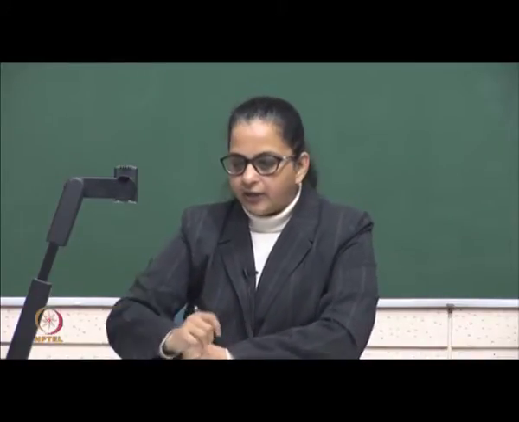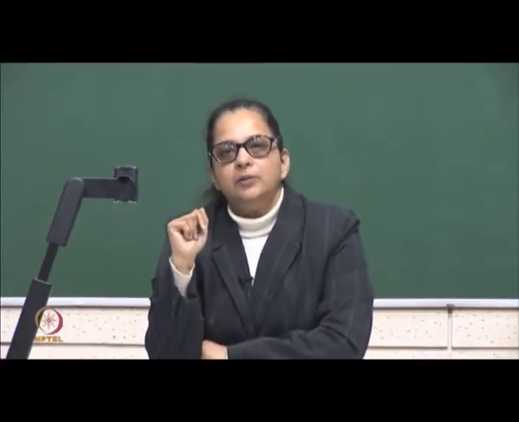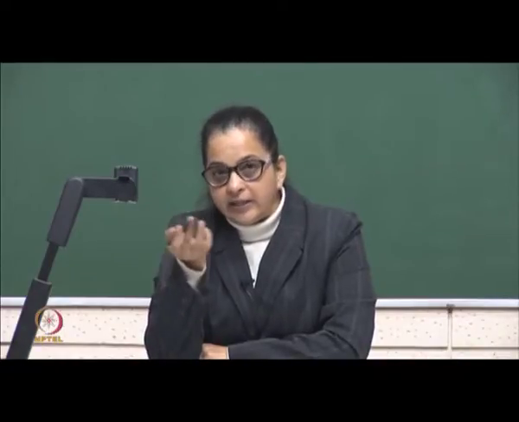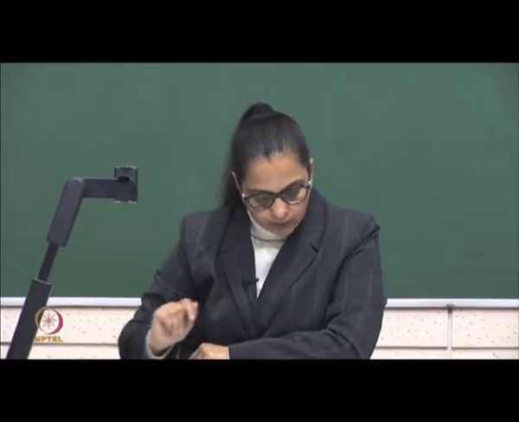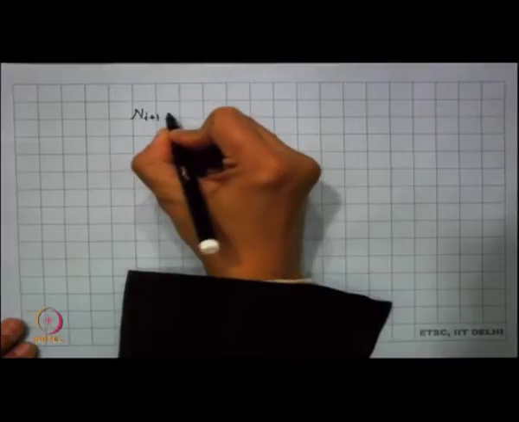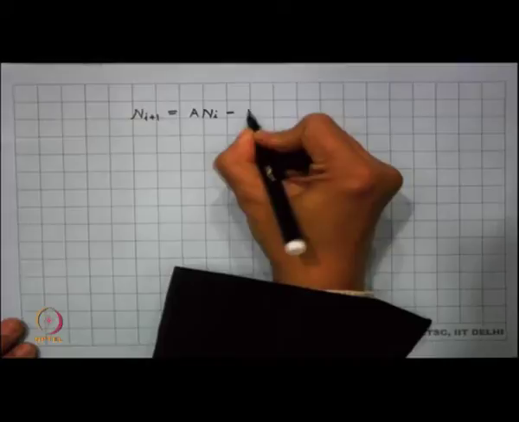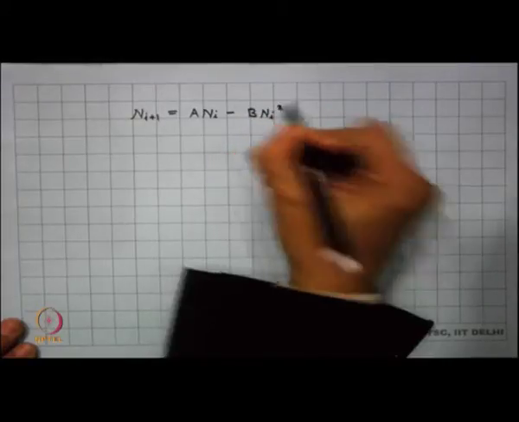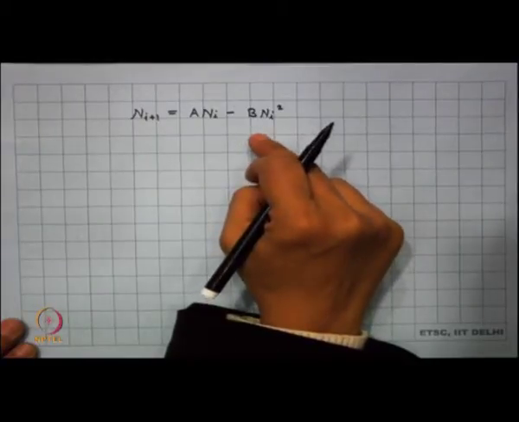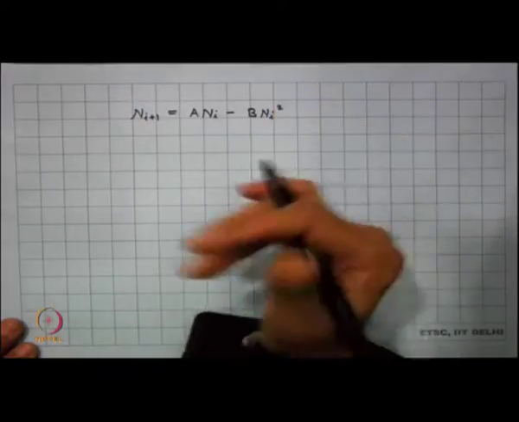So, it was observed that we need another term in this model which is proportional to N square, basically representing the interaction. So, it was then proposed that N(i+1) should be equal to A times Ni minus B times Ni square. Now, why do we have a minus sign here? Because as the interaction increases, you can observe a decrease in the population.